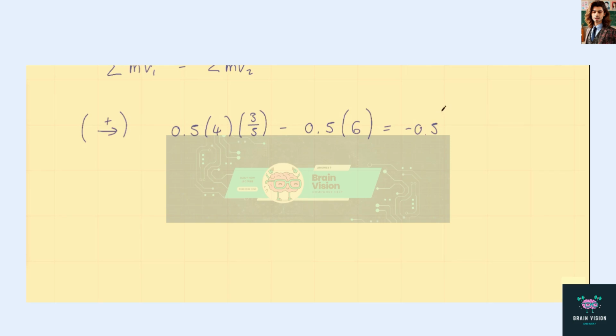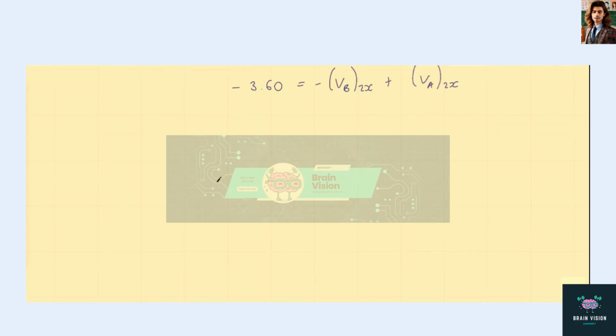So for disk B, this is minus 0.5 times the speed of B in the x direction, plus 0.5 times VA in the x direction. If we simplify this, we get minus 3.6 is equal to minus VB2x, and subscript 2 is for after the collision, plus VA2x. So here we have an equation with two unknowns, the x components of the final velocities after the collision.